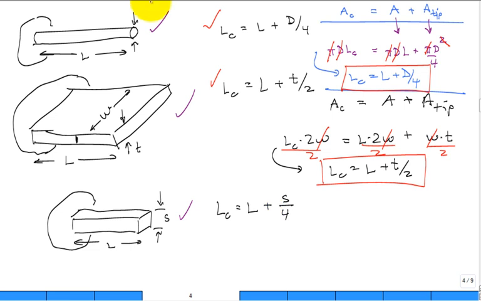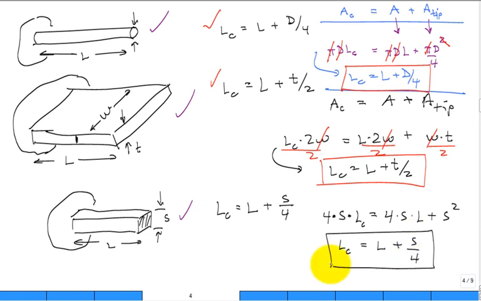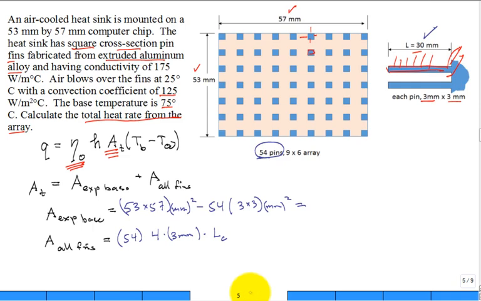Okay, so we're going to have the area corrected, which will be 4 times side times L sub C, equal to the area on the sides, 4SL, plus the area of the tip, which is S squared. So L sub C is equal to L plus S divided by 4. Done? Done. So let's continue back to this problem.